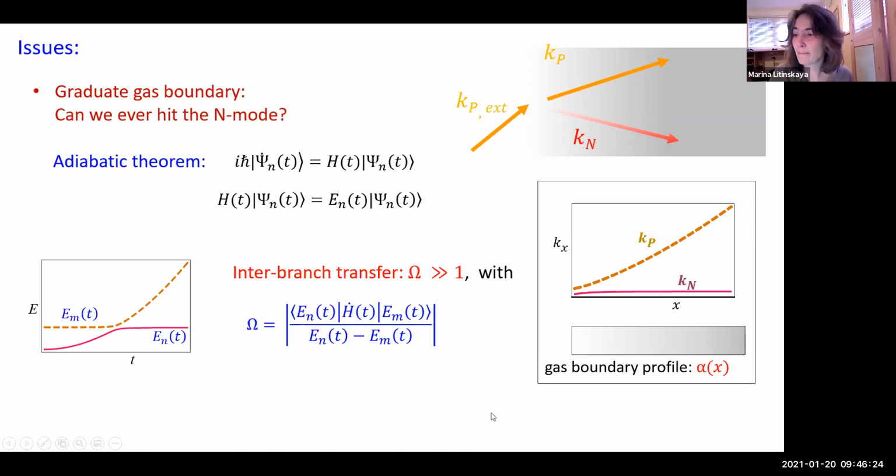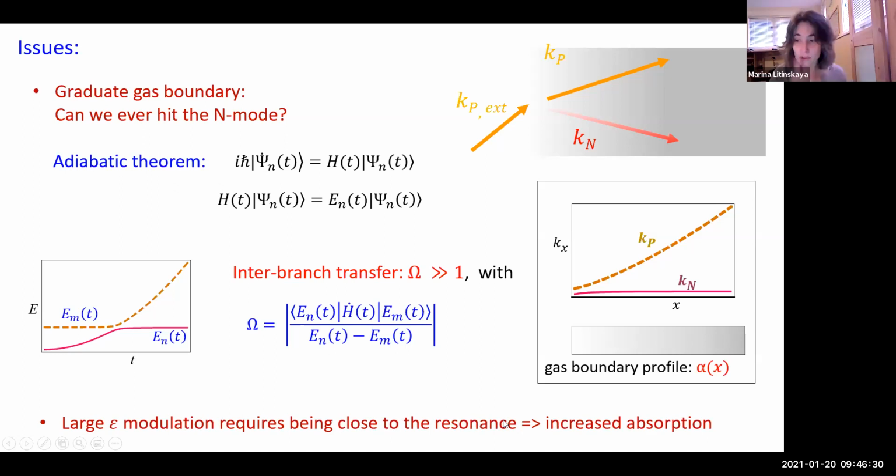So what can we do to hit that mode? What can we do? Also, in order to have large modulation, a large profile of our photonic crystal hanging in the air, we need to be close to the resonance, and it will mean increased absorption. So what would be the impact of this?